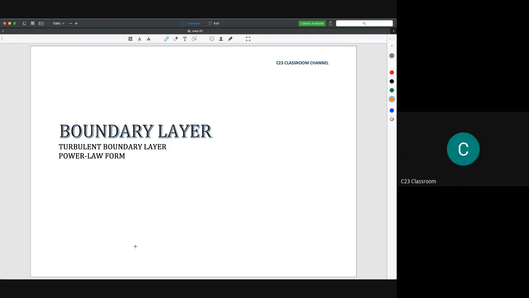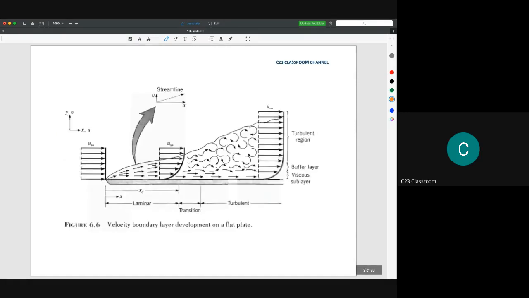So now we will discuss the boundary layer, but we focus on the turbulent boundary layer. We focus on the power law form. The idea is, as I said in the previous chapter, if we have a flat plate like this and a free stream velocity, first it will create a laminar boundary layer, then it will have a transition region here, and then it will change into fully turbulent.